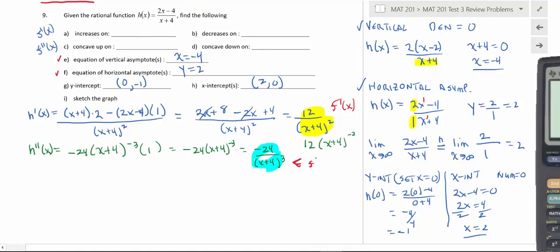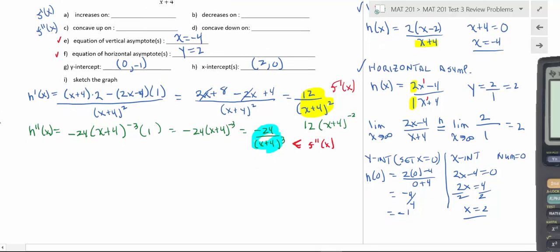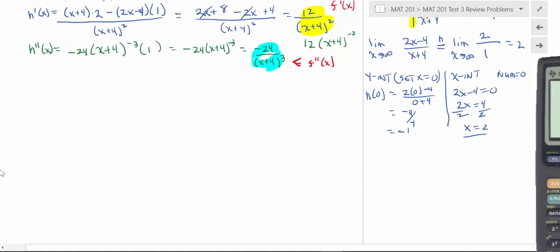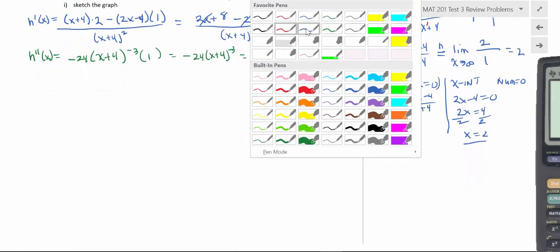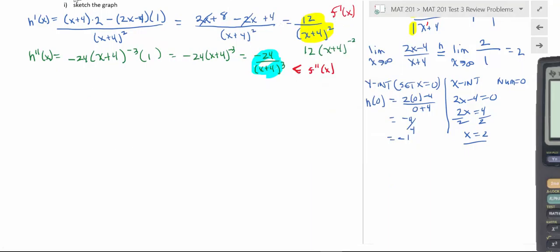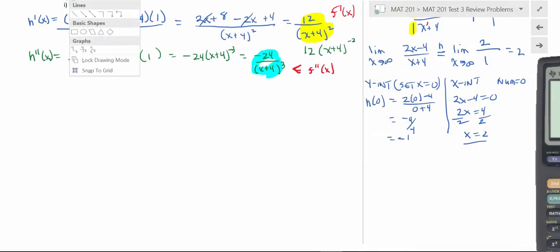So that's our second derivative in simplified form. I'm not going to make anything really difficult on a rational function just because of the time constraints you're dealing with on a test. So we've got that. Now we're going to do 2 sign charts. To begin with, let's do the first derivative test and a sign chart for the first derivative.